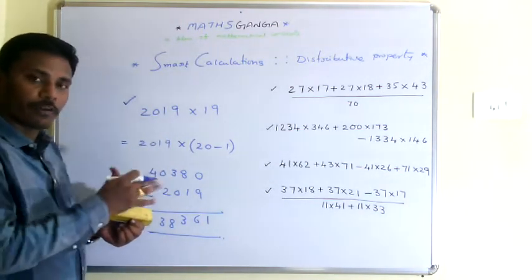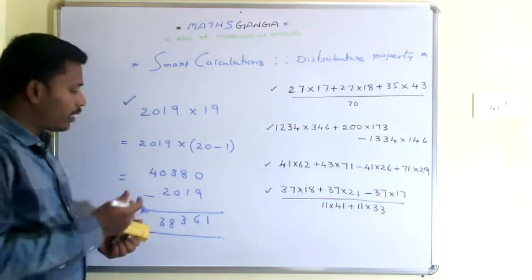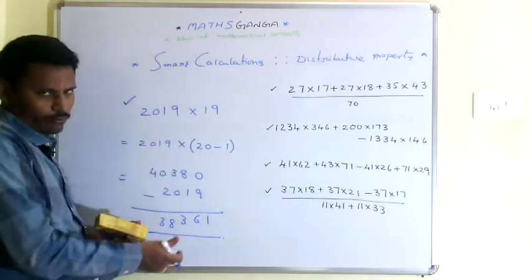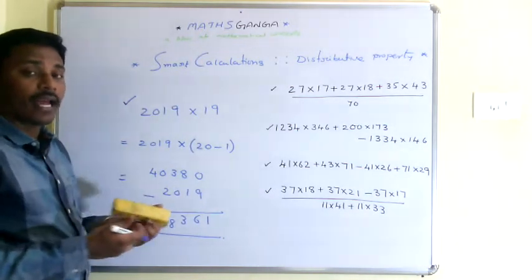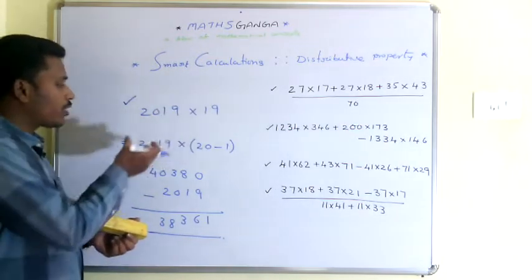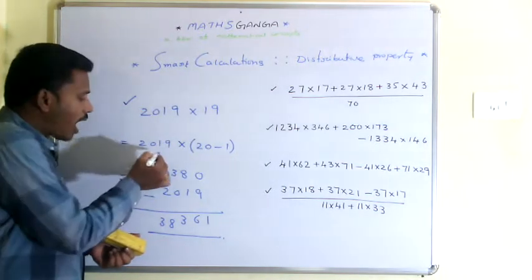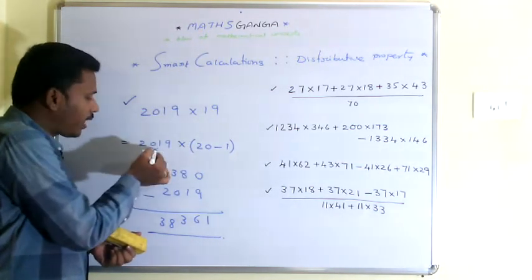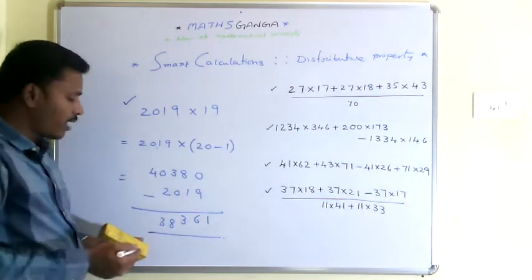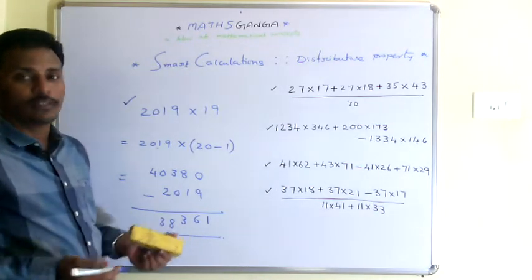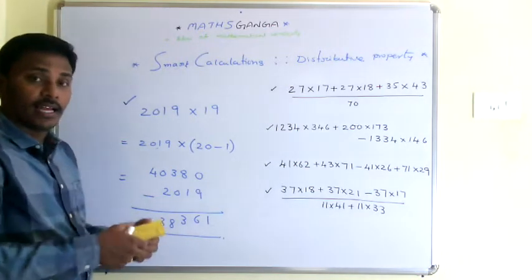If we are very familiar with this type of conversion from multiplication to addition or subtraction, it will give us more confidence in the examinations, as well as speed, and we can solve easily. Without writing these two steps, we can go directly to this step if we practice some problems. So 2019 into 19 is the actual multiplication, and after expressing 19 as 20 minus 1 and distributing 2019 to 20 as well as 2019 to 1, the problem becomes a subtraction problem. After subtracting, I have 38,361 as our answer. Like this, I will convert multiplications to subtractions as well as additions.